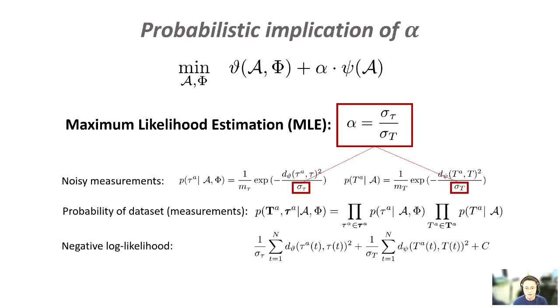Specifically, we assume that the noisy measurements are sampled from Gaussian-like distributions. That is, the probability is proportional to the exponential of the quadratic error divided by sigma, the scale of the noise. So you may recognize that the sigma corresponds to the covariance of a Gaussian distribution. Then the probability of the entire data set is given by the product of the probabilities of all samples. And taking minus log operation at both sides, we get the negative log likelihood of the dataset, which has exactly the same form as the unified kinodynamic error, except for the constant C.